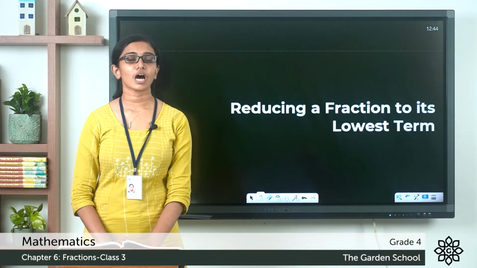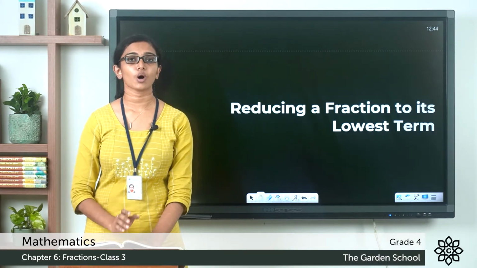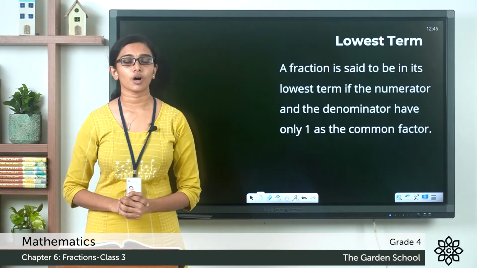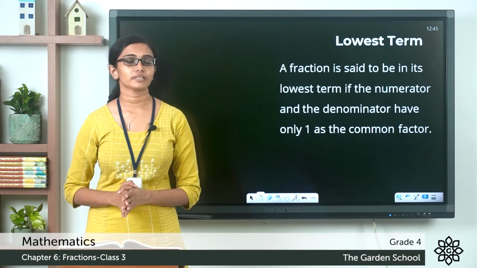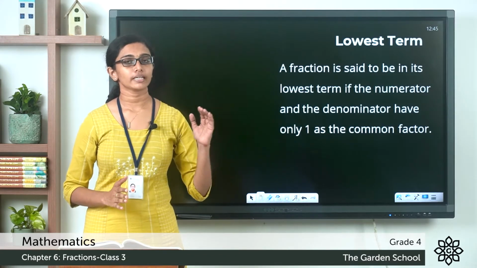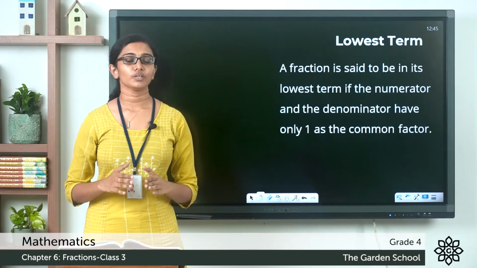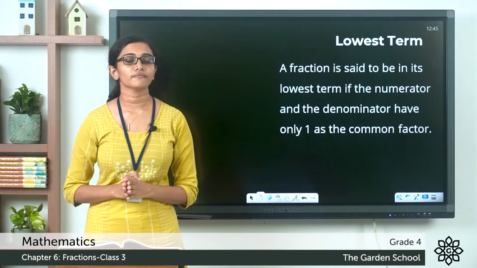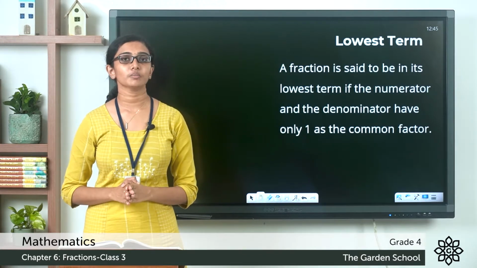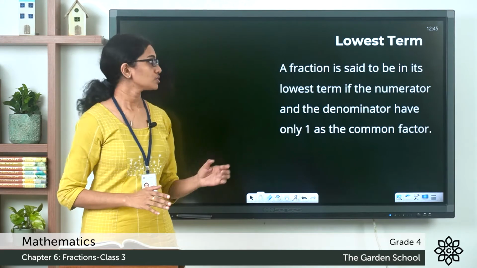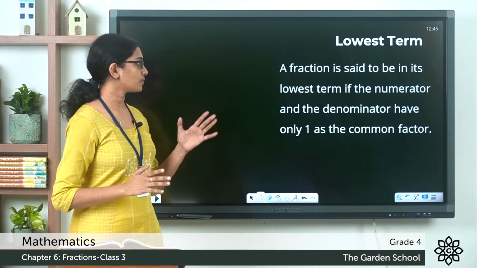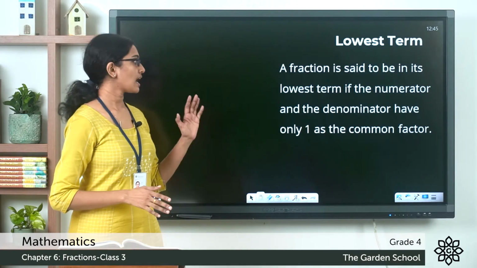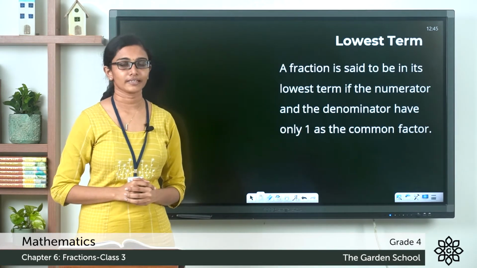Today, let's learn how we can reduce a fraction to its lowest term. We know for all the numbers, 1 is a common factor. And we usually represent a fraction in the form numerator by denominator. So when you say the lowest form of a fraction, it means that the only common factor for the numerator and the denominator is 1. So a fraction is said to be in its lowest form or lowest term if the numerator and the denominator have only 1 as the common factor. Clear?